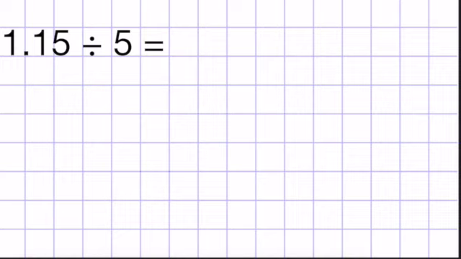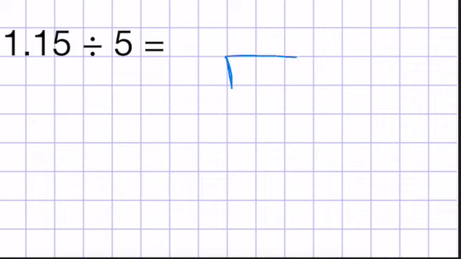Year 6 Maths, dividing decimals by a whole number, lesson 1. Here we have a decimal divided by a whole number. We have 1.15 divided by 5. Now, this is pretty straightforward. We just use the bus stop method with one small change.